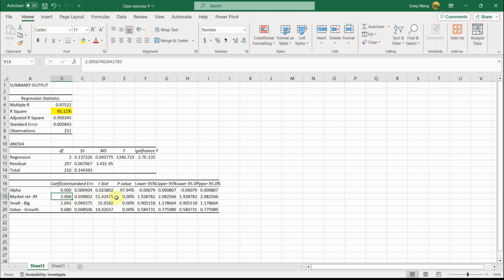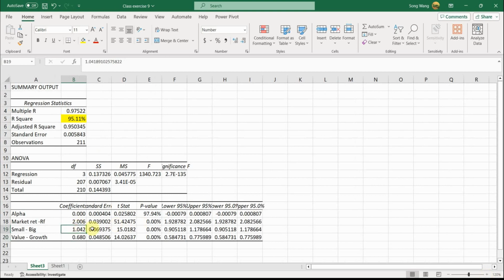So that means when the market moves by 1%, this mutual fund will move by 2% from this dimension. And the other two dimensions are size and value, the book to market ratio. You will need to judge whether they are positive or negative, and that's pretty easy to do. Their p-values are also quite small, definitely less than 5%. That basically means both factors have very significant power predicting the portfolio performance. This one is positive, and this one is positive as well. Okay, 1.04 and 0.68. So what does that mean?